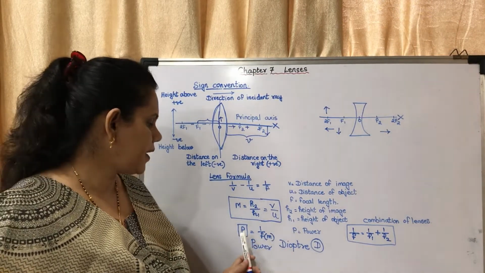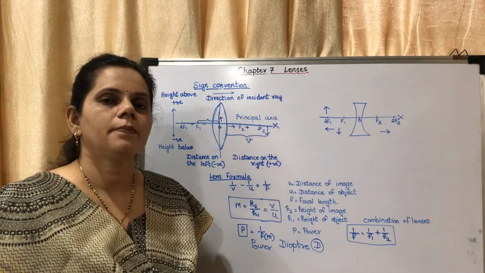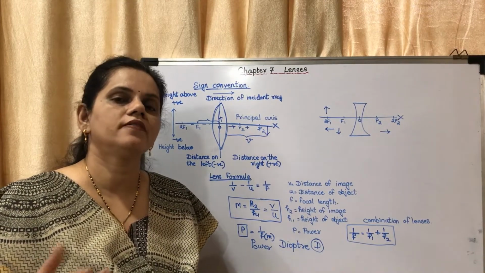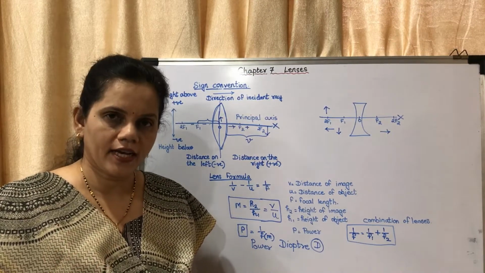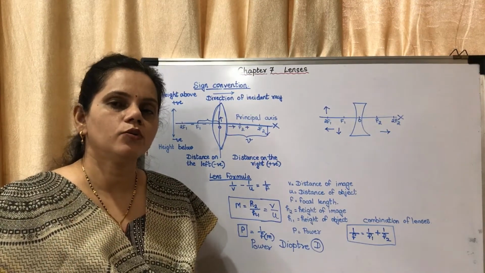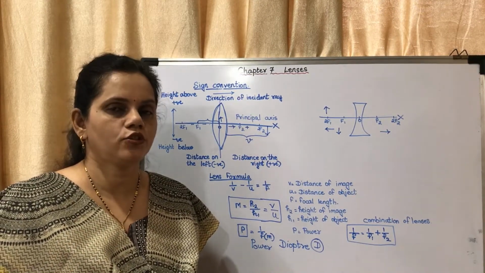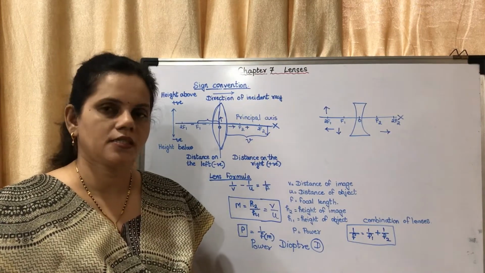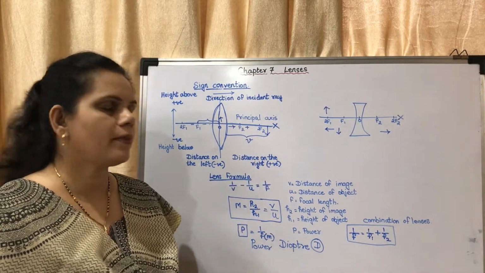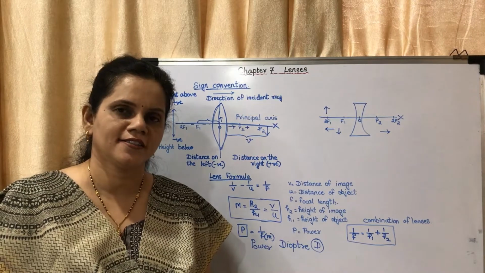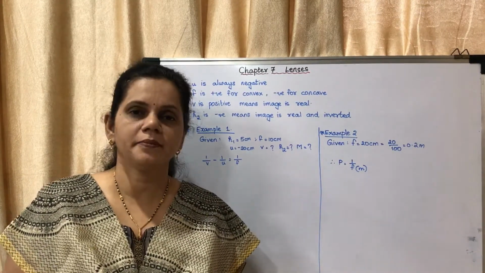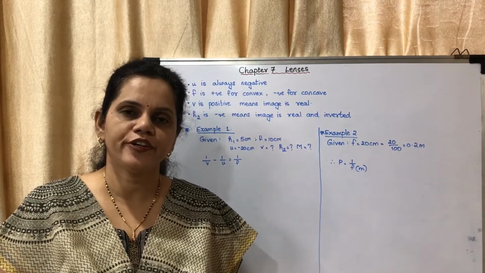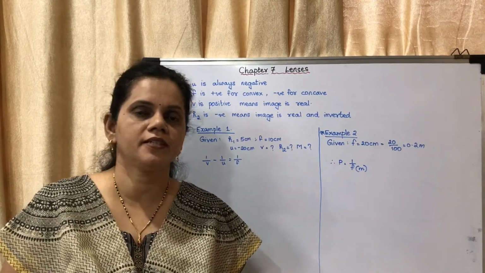And P stands for power. The power is the capacity to converge or diverge the incident rays of our lens. So P is equal to 1 upon F. F should be taken in meters. So this much you may mark in your textbook. Now the next is numericals on page number 86. Before doing the numericals, you have to remember some points.